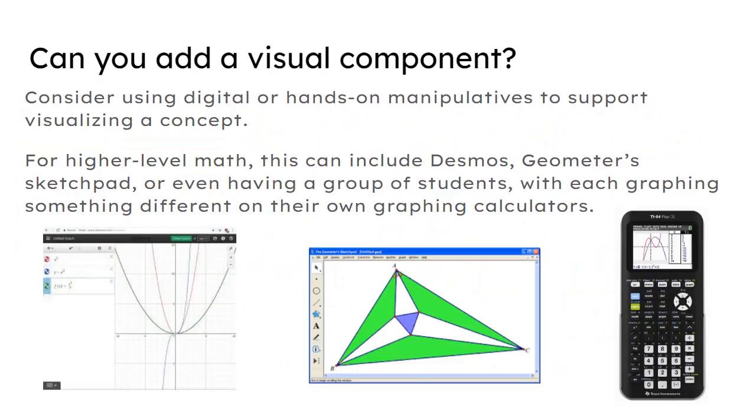Can you add a visual component to your lesson? So consider using digital or hands-on manipulatives to maybe support a concept that the students may need help visualizing. For some higher level math, this can include Desmos, and again, Desmos can be used anywhere from middle school and even late elementary school and up. Geometer's Sketchpad's another one, or even just having a group of students with each one graphing something different on their graphing calculator. Maybe you're looking for patterns of shifts, right? And they're trying to see the pattern and what in the equation causes what kind of shift in your graph, in your parabola, for example.